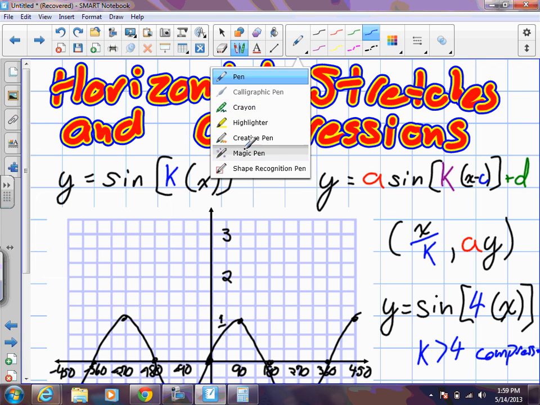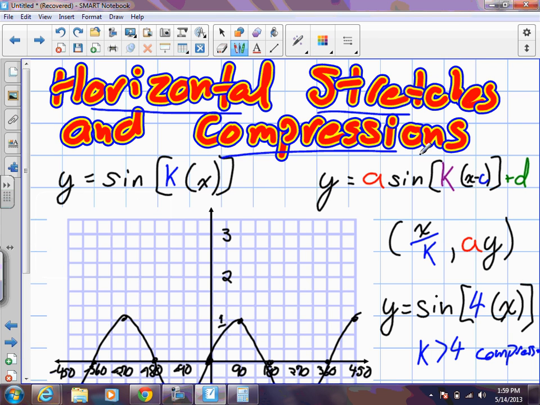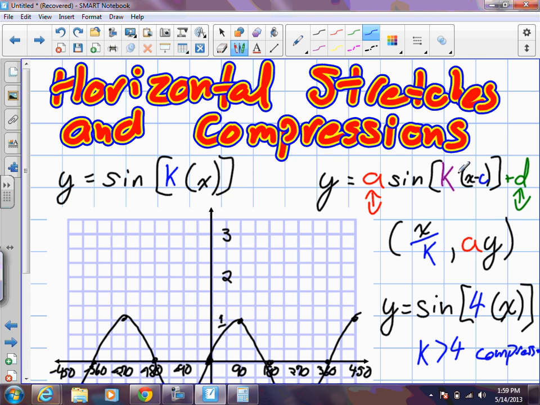So now we're going to be looking at horizontal stretches and compressions. We talked about before how A and D deal with vertical stretches and vertical translations. C deals with horizontal, left and right translations. And K here is going to deal with horizontal compressions and stretches. Okay? Now this is a little counterintuitive to what A is.